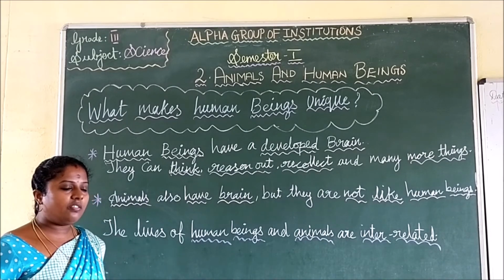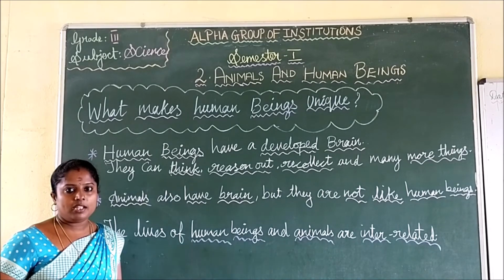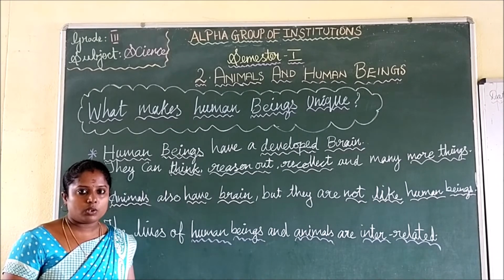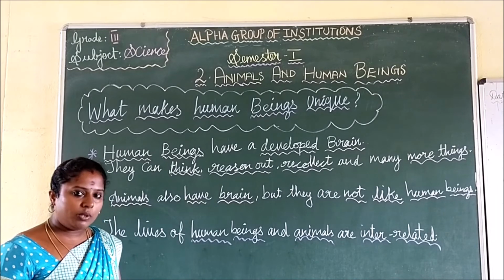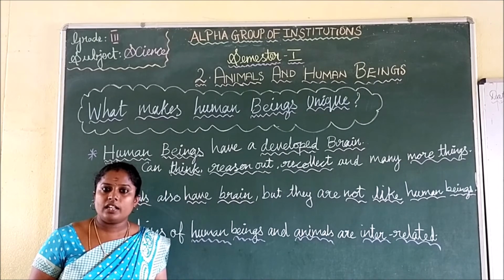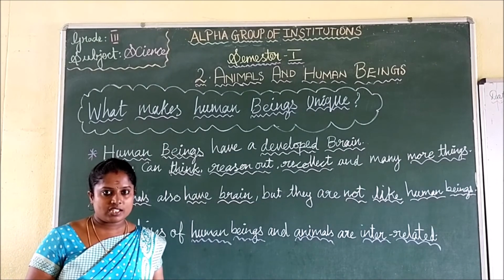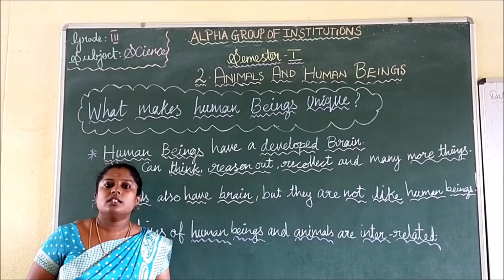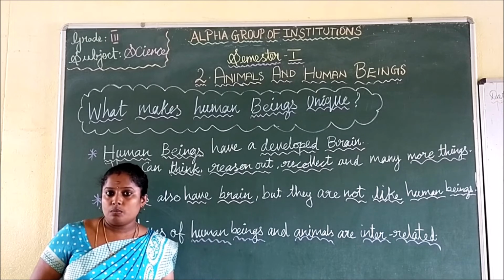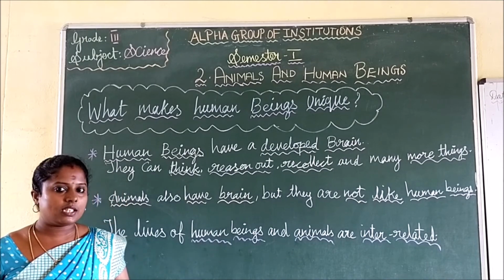Initially we discussed their homes: how animals live and how human beings live and choose their homes. Next we discussed movements: how human beings move and how animals move. Then we discussed the food habits of animals and human beings. In this we discussed many types: animals which eat only plants, which eat only animals, which eat both animals and plants, and which eat only dead animals. Like this we discussed the categories.